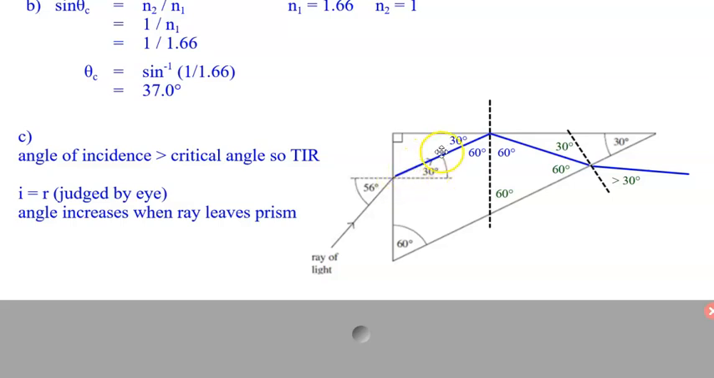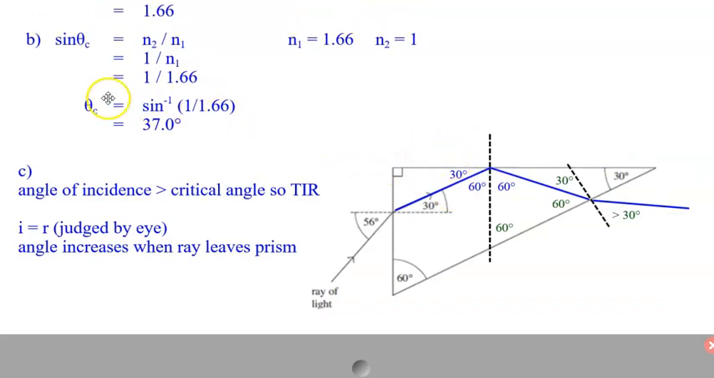If we extended this line here, and we could draw a normal at this point, this is our reference point. So this would be 30 degrees, alternate angles, this would be 30 degrees. So the angle of incidence is 60 degrees. Now we need to compare that to the critical angle, which is 37 degrees. 60 degrees is definitely bigger than 37, which means that total internal reflection takes place at this point.